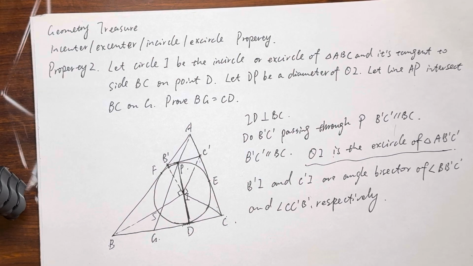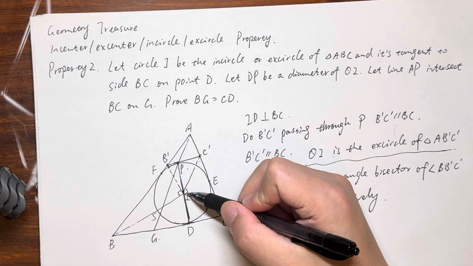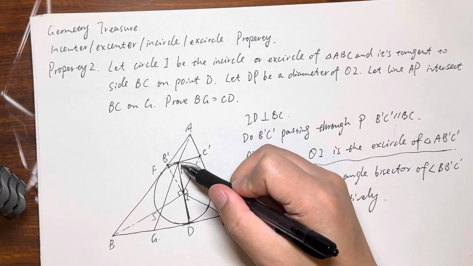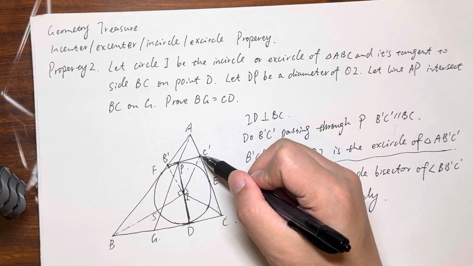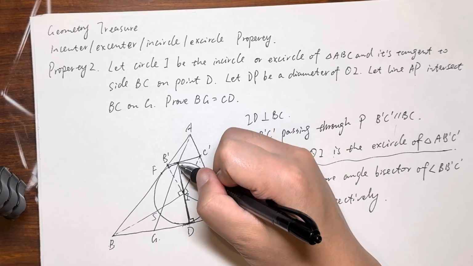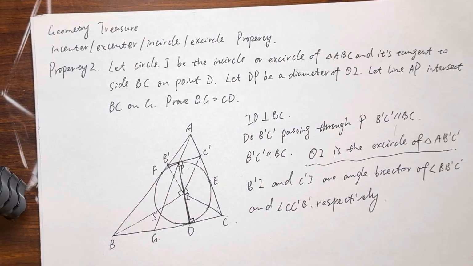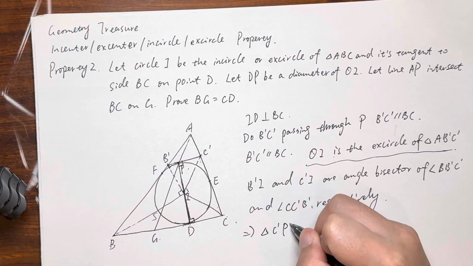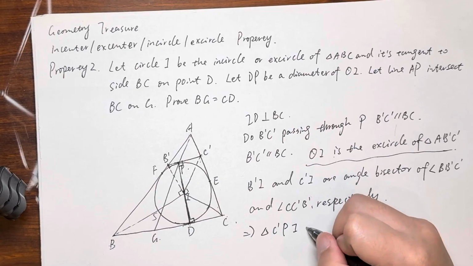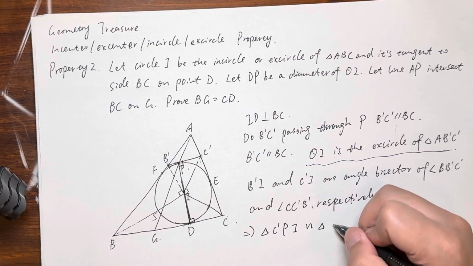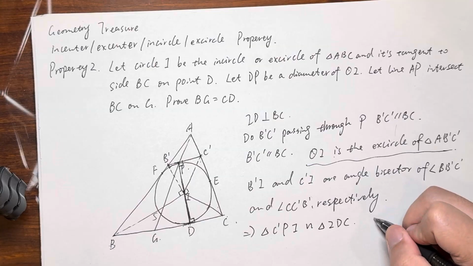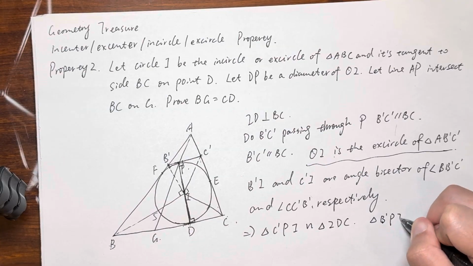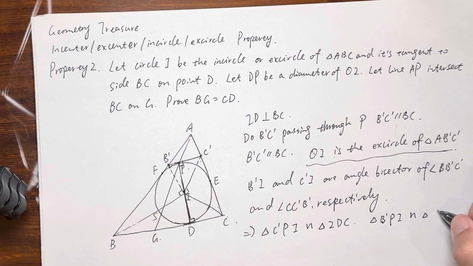What else we can get here is that because this is a right triangle, we know that angle DIC plus angle PIC prime equals 90 degrees. And we already know that this is a right angle, this is a right angle. So we can get that triangle C prime PI is similar to triangle IDC. And also we have triangle B prime PI is similar to triangle IDB.